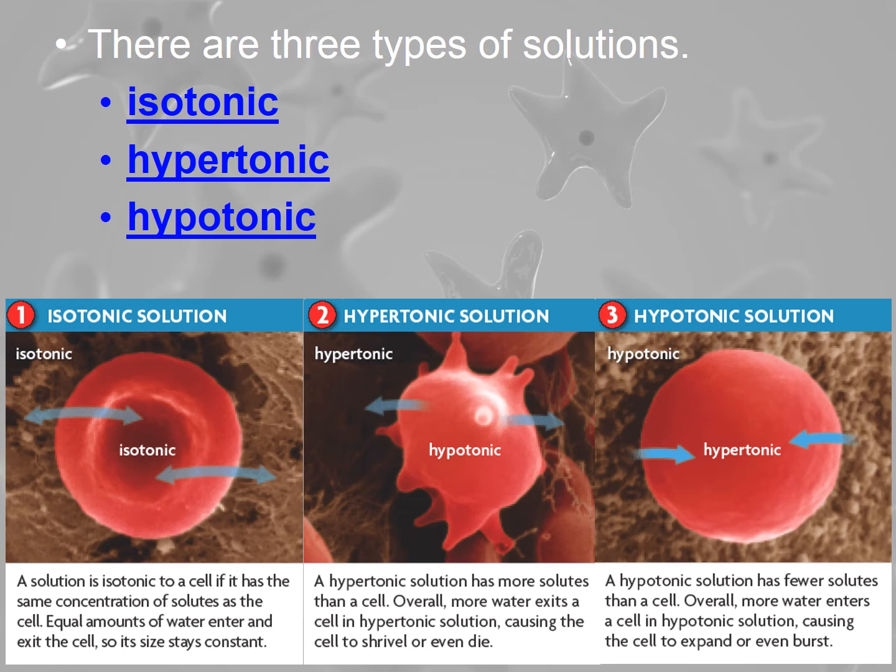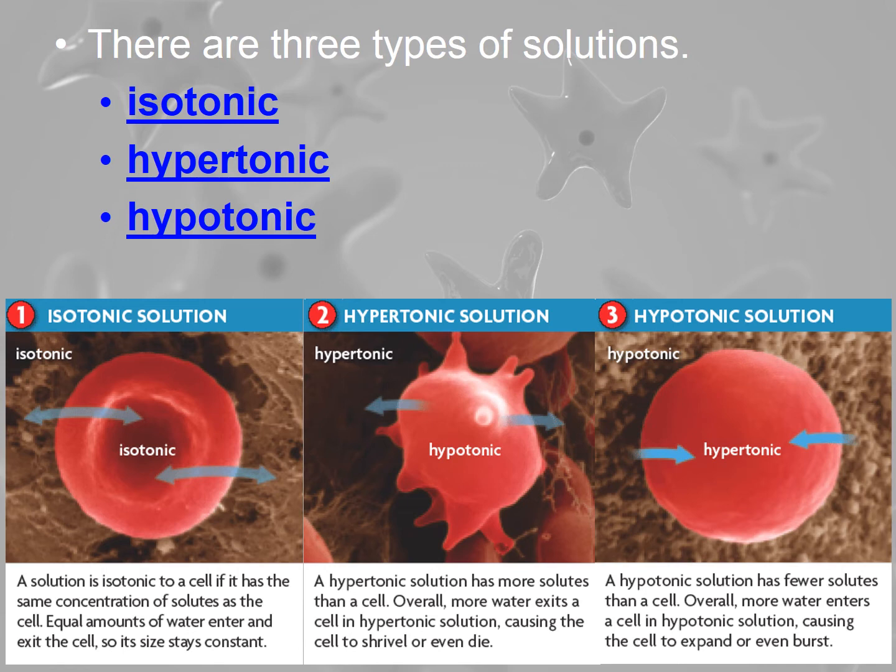Okay, so now these three terms. Knowing the difference between them. Isotonic, and this is the first diagram there, you're actually seeing a picture of a red blood cell. So if a solution is isotonic, you're comparing that to the inside of the cell. Isotonic means the same. So next to the term isotonic, you're going to write same.